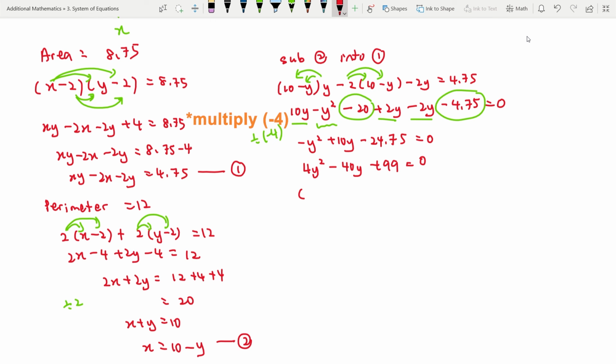We factorize the equation. 4 can be 1 times 4 or 2 times 2. 99 can be 1 times 99, 3 times 33, or 9 times 11. We need to get a negative 40y. Let's try and error. If it is too difficult, you can always use formula to find for the y. Our a coefficient is 4, b is negative 40, and c is 99.